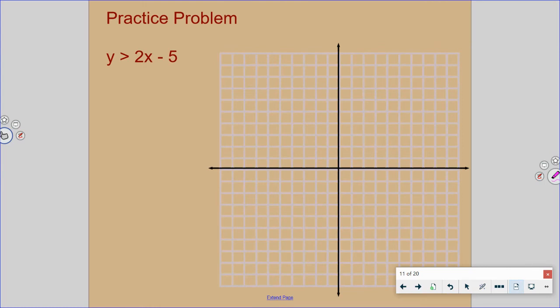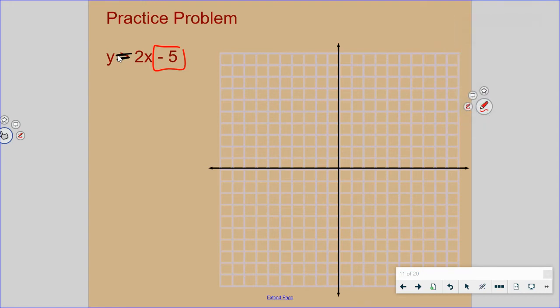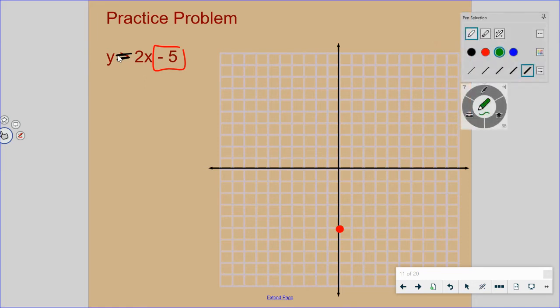Practice problem. y is greater than 2x minus 5. Let's go ahead and pretend that's an equal sign. Starting value, -5. So let's put that -1, -2, -3, -4. There's our starting value. Slope, let's go ahead and put a 1 under there. So our slope is a positive 2 to 1. That means starting at our y-intercept, we go up 2 and right 1, up 2 and right 1, up 2 and right 1, and so on as much as we can. We could also go down 2 and left 1 and still have a positive slope.